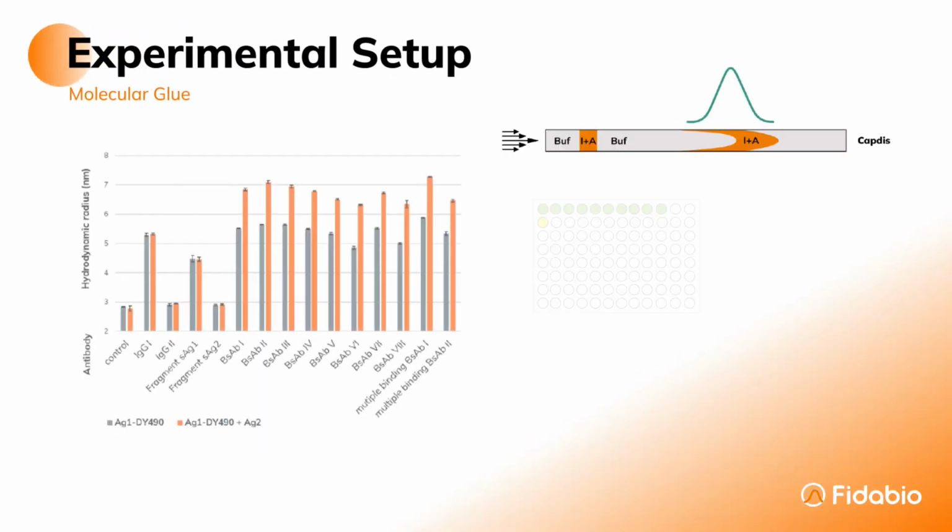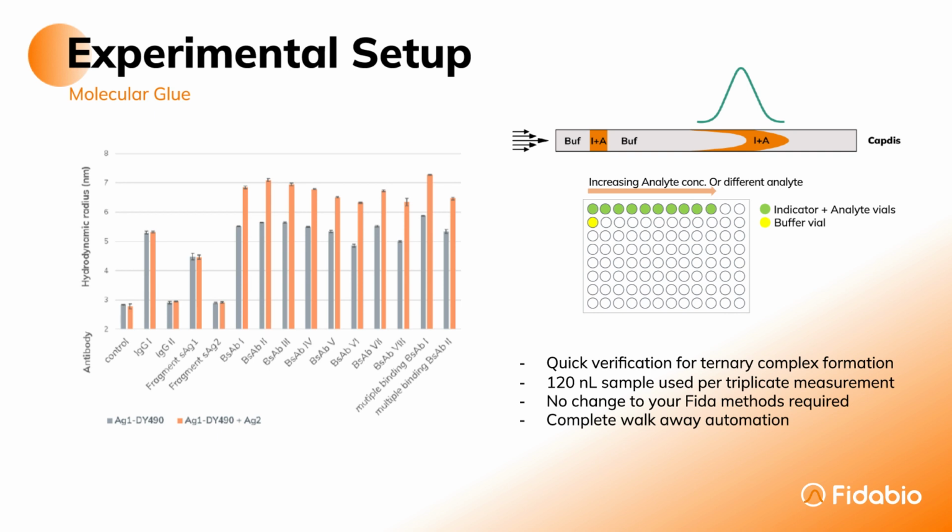For rapid confirmation of ternary complex formation, we recommend that you perform a CapDis experiment. So your plate will contain many different indicator vials mixed with analyte and a single buffer vial. Ideally, for every bispecific antibody set you want to screen, you measure the size of your labeled antigen mixed with your unlabeled antigen. Then you measure your labeled antigen with your bispecific antibody. And lastly, you measure your labeled antigen in the presence of your bispecific antibody and your unlabeled antigen in excess. An example of such an experiment can be seen on the left.